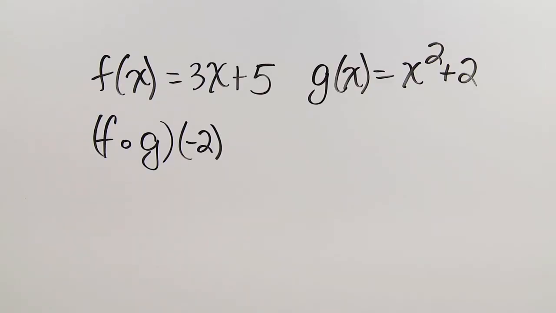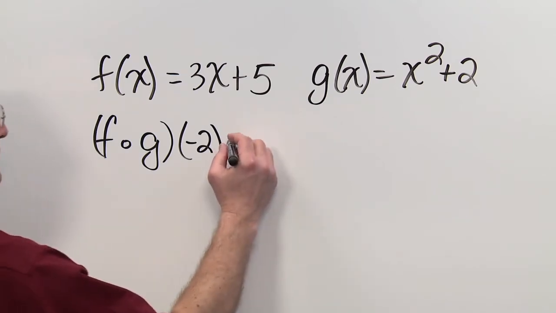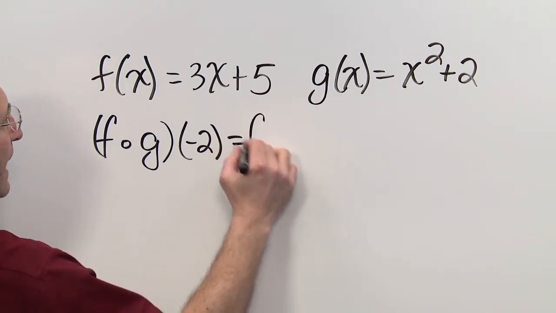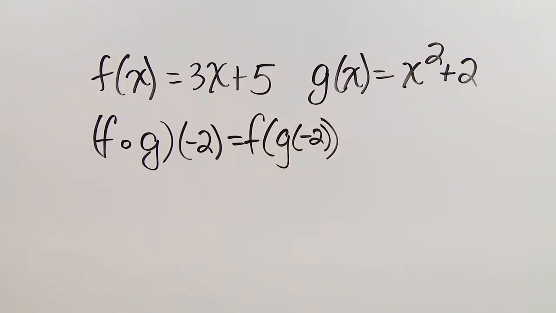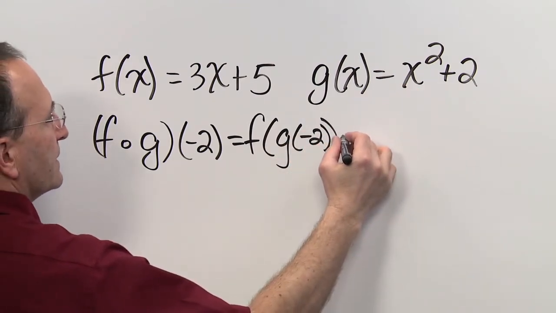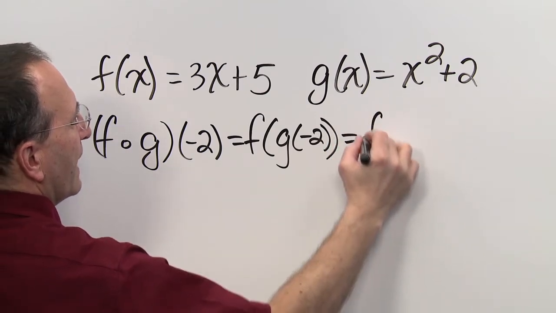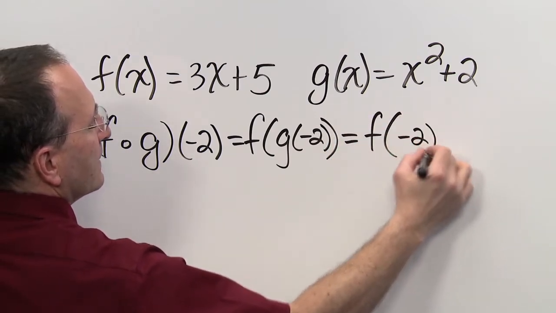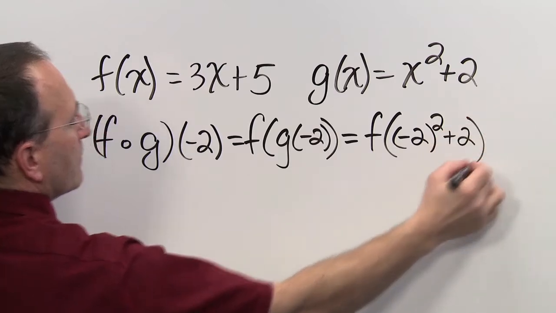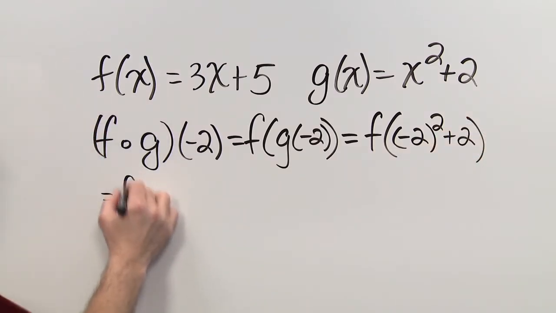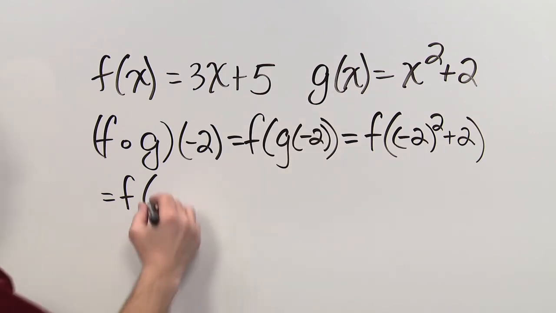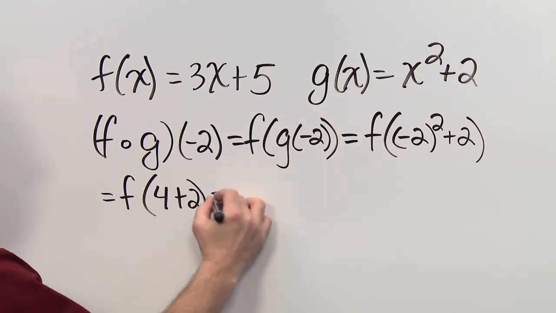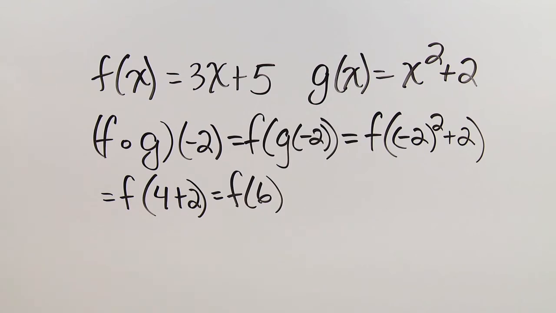For the composition of f with g of negative 2, we can rewrite that as f of g of negative 2. And that means we substitute negative 2 in place of x in the formula for g. So we have f of negative 2 squared plus 2. That's equal to f of negative 2 quantity squared is positive 4 plus 2, which is f of 6.